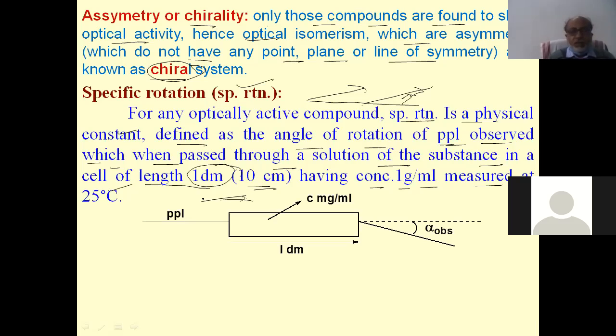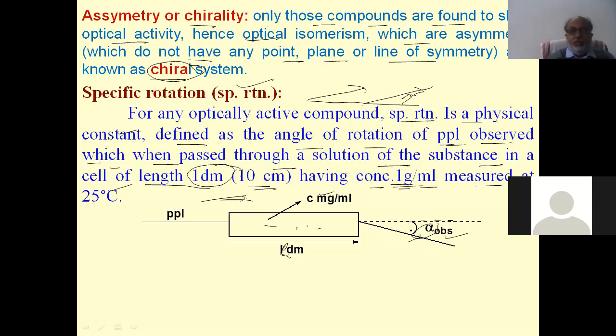Now you can schematically show it here. This is the plane polarized light. This is the solution which is kept here, having a concentration. It is not necessary that we always make this exact concentration. We make a concentration of C gram per ml, and the length is L decimeter. We have to calculate it in terms of 1 decimeter. Now, this would have been the straight path, but the plane polarized light got rotated and came in this direction. So the angle made is alpha, suppose. This is the alpha observed.